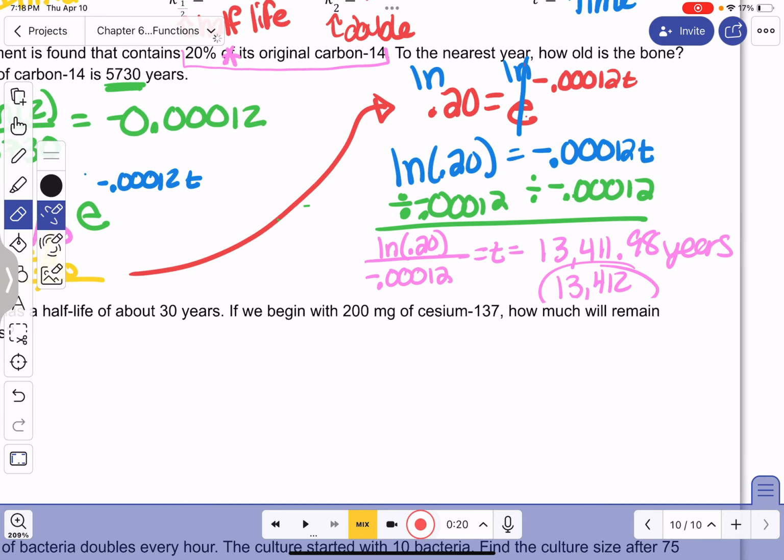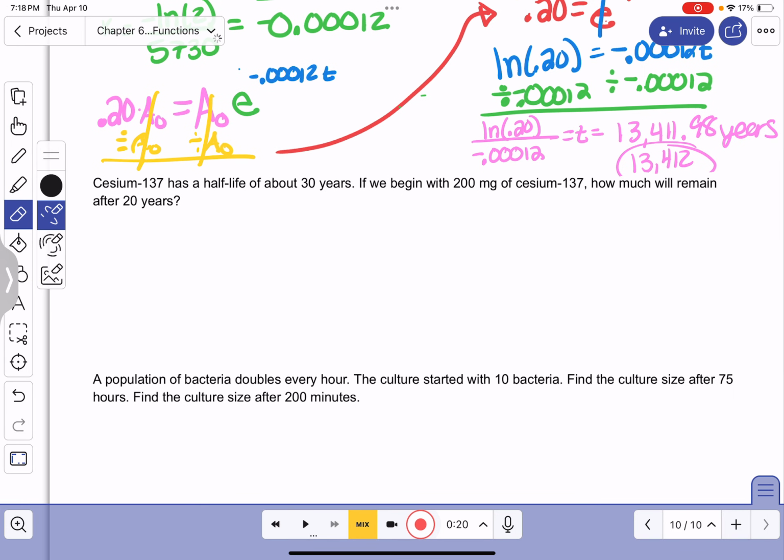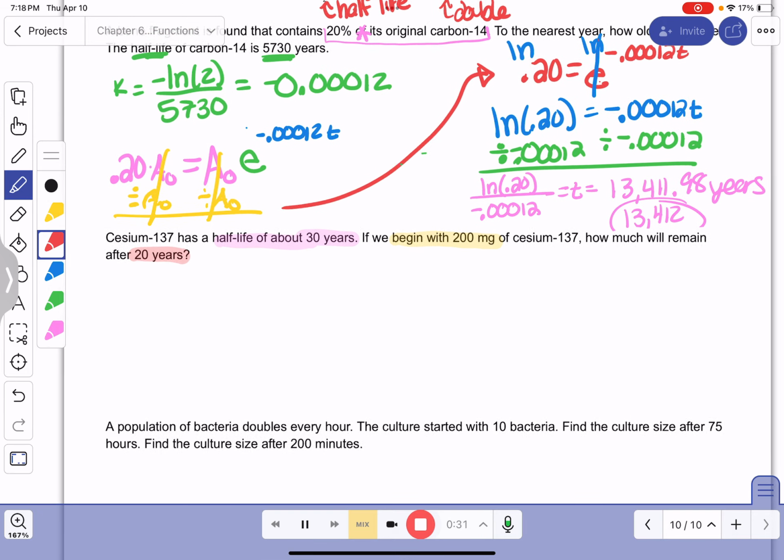So that's one way to use this. Now let's do another one. Cesium-137 has a half-life of about 30 years. So half-life 30 years. If we begin with 200 milligrams, how much will remain after 20 years?